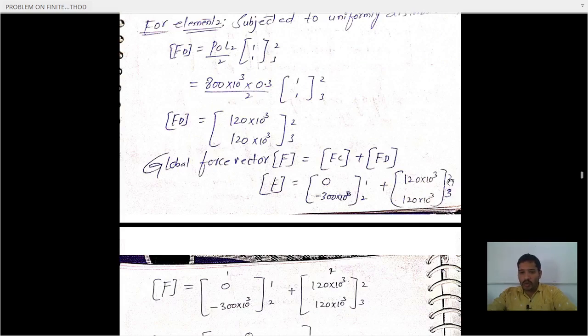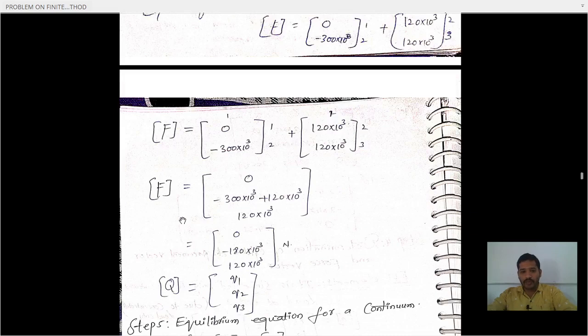So here, which node is there? Second node as well as third node. Clear here? After that, always you need to remember here we have to represent first node, second node, third node. Here only first node only. First node to the first node, the value should become 0. Second node to the first node, the value is minus 300 into 10 power 3. Come to this point. Second node to the first node, the value will become as how much? 120 into 10 power 3.